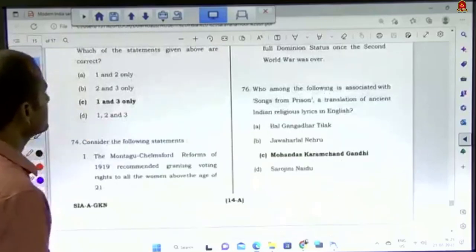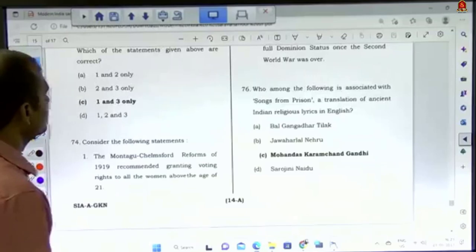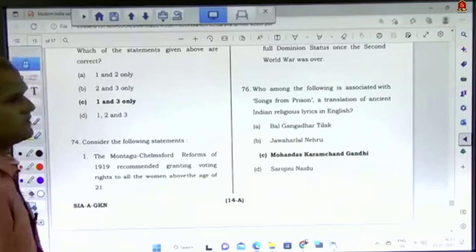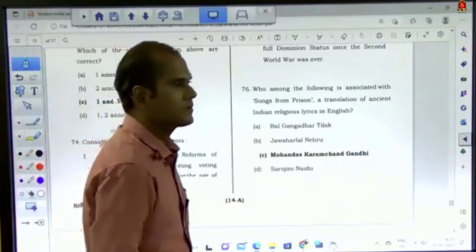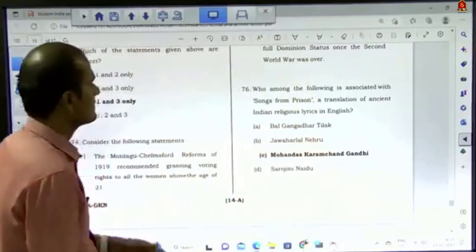76. Who among the following is associated with Song of Krishna, a translation of ancient Indian religious lyric in English? M.K. Gandhi, when he was in jail during civil disobedience, in Yerawada jail, he composed it, especially from the Upanishad.